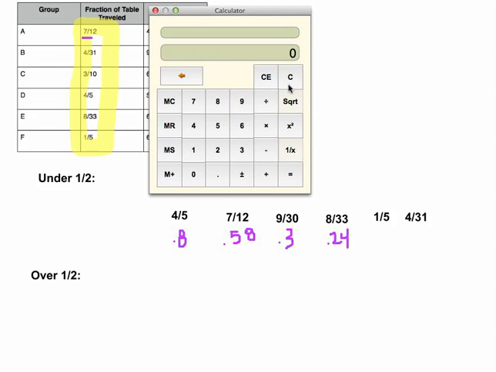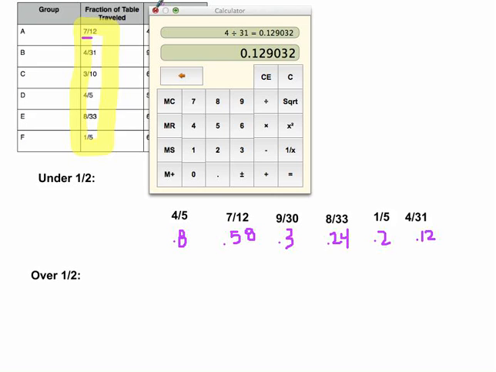1 divided by 5 is 0.2. And let's see what 4 divided by 31 is. It is 0.12. So we can see by looking at it with a calculator and getting the decimal form that we are correct. I wouldn't want you to do it with a calculator. I want you to organize the fractions first and express your understanding of that.